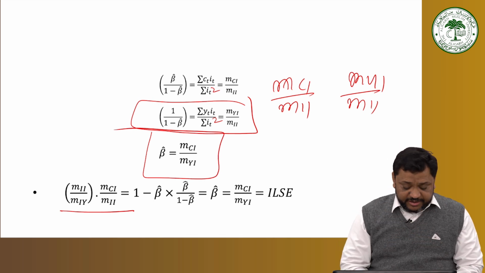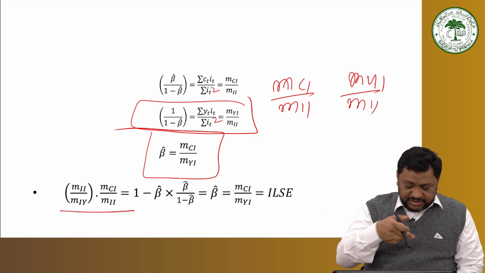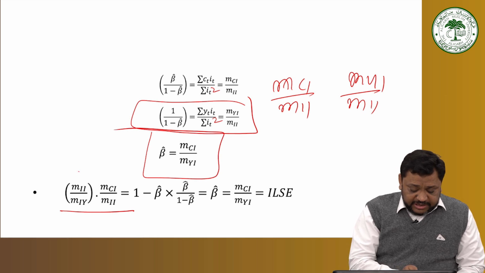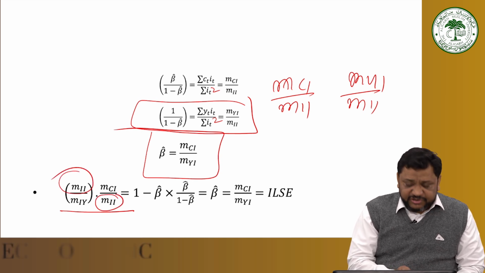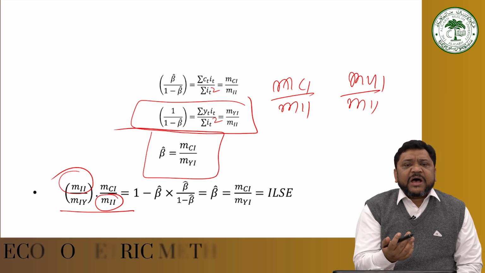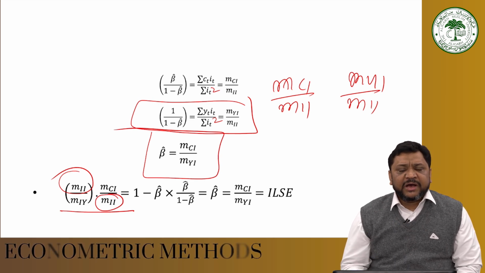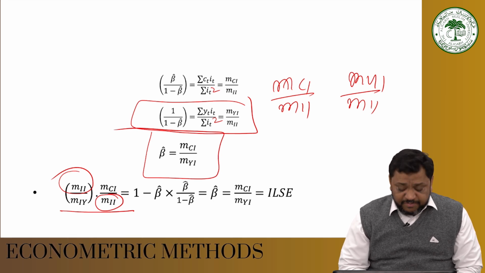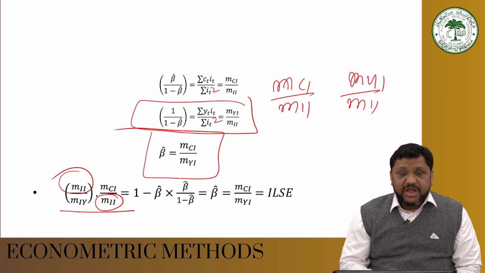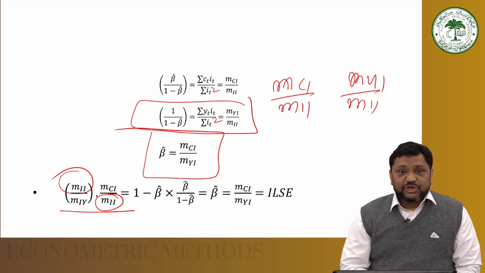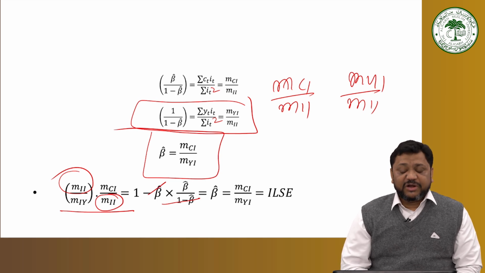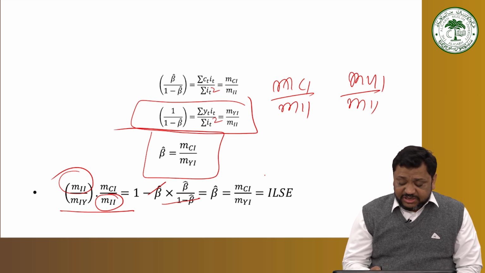We just inverted it. So now it is in inverted form, it is MCi divided by MYi. So here also MIi, and in the other equation also MIi, we have one MIi in the numerator and the other MIi as the denominator, so we can cancel it. So what we are left with is 1 minus beta hat multiplied by beta hat divided by 1 minus beta hat. This is your 1 minus beta hat and 1 minus beta hat, they cancel. So your beta hat is equal to MCi divided by MYi.